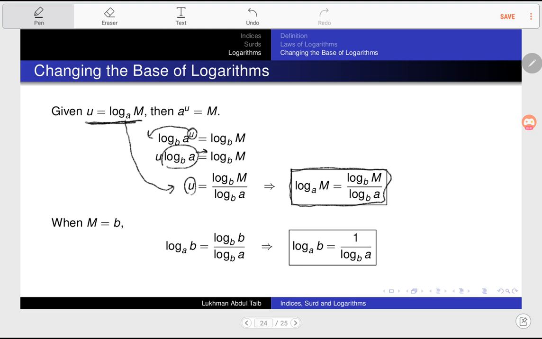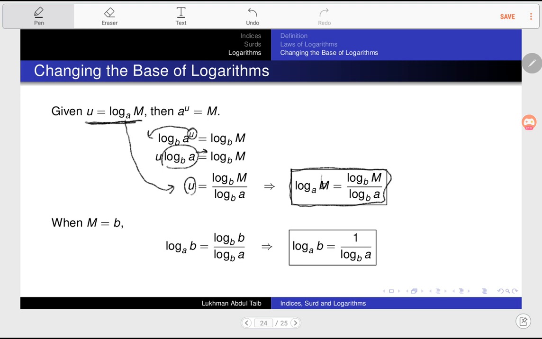Okay, so what happens if M equals b? When capital M is equal to b, we just substitute here. Instead of capital M, we have capital B. So we have log b to the base of a equals log b to the base of b over log a to the base of b.